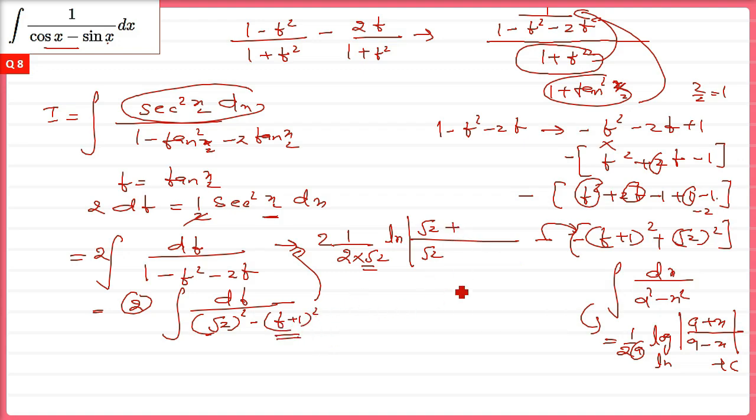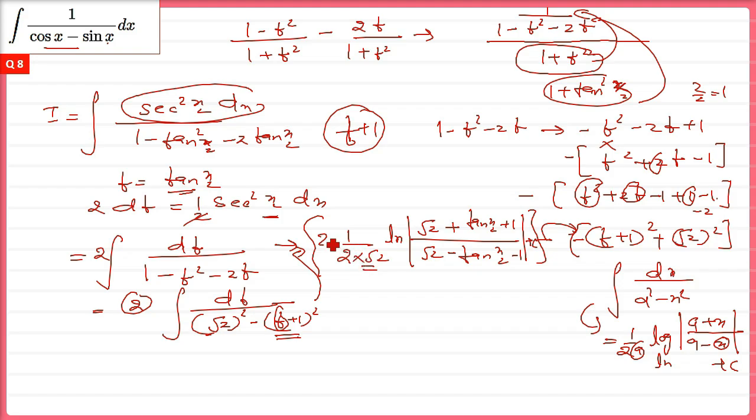Now this t was what? t was tan x by 2, if you remember, t plus 1. So you can just write it as tan x by 2 plus 1. Root 2 minus tan x by 2 minus 1, because tan x by 2 plus 1 is t. When you multiply it by negative, it will be all negative. So negative tan x by 2 negative 1, plus constant of integration. This whole is the answer, but there is only one thing, 2 gets cancelled. So 1 by root 2 ln modulus of what is inside is your answer.